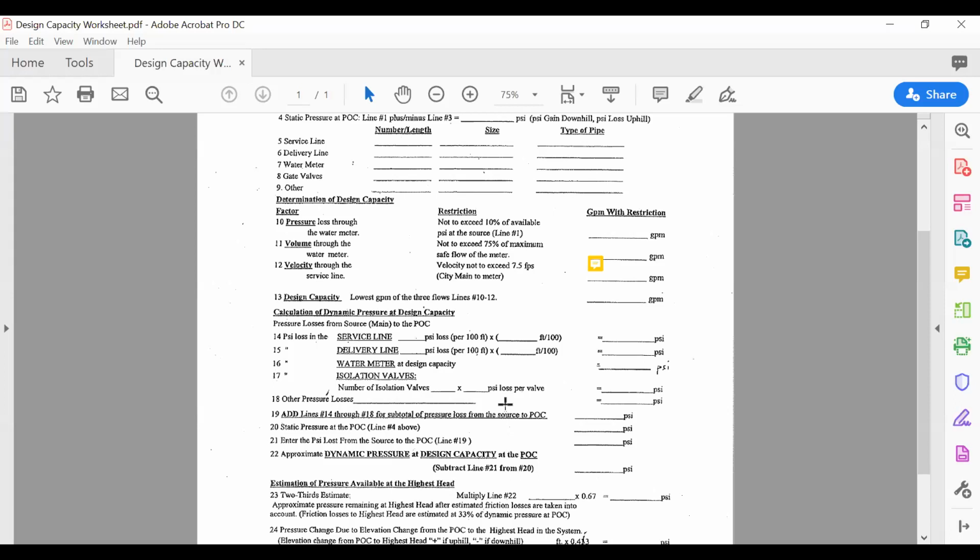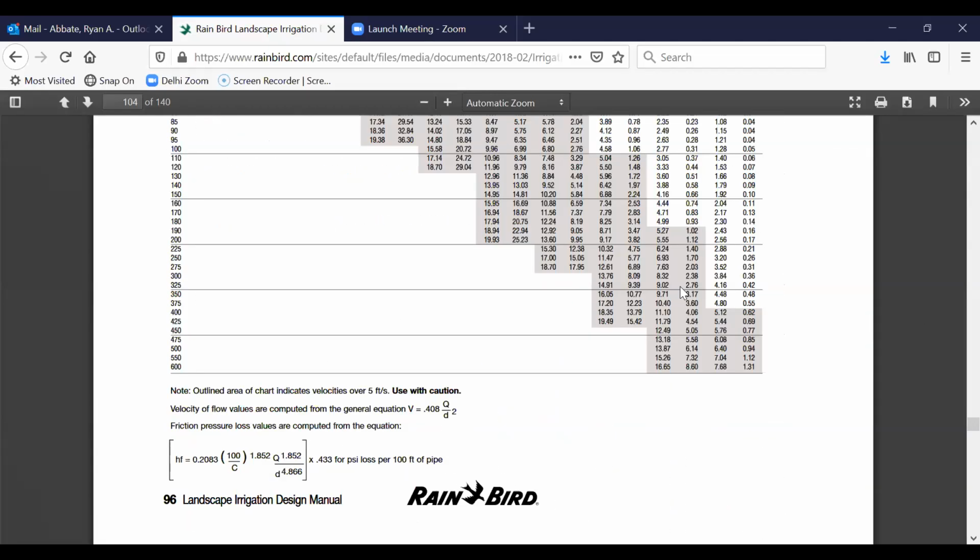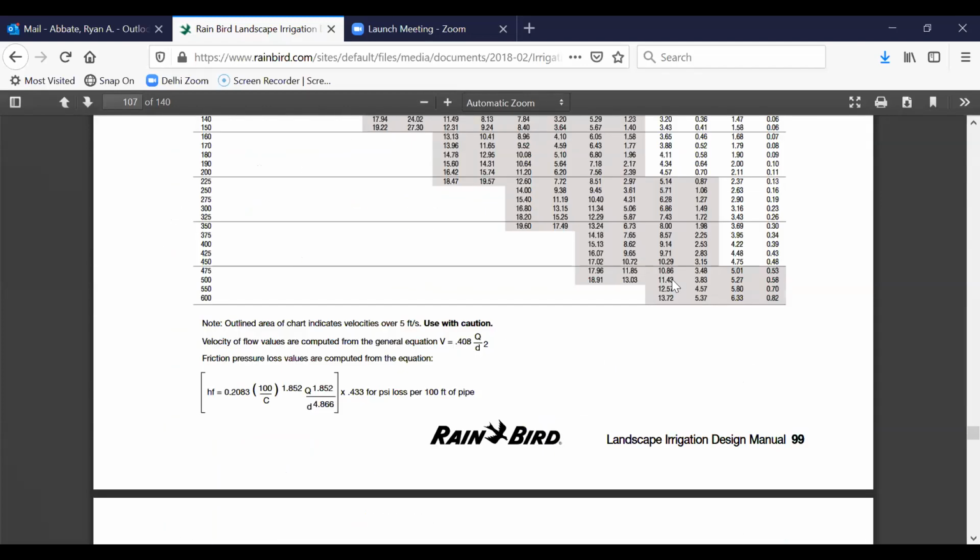31.08 PSI. So there's 31.08 PSI down the window. And then we're going to take our water meter. So going back to our charts, we'll find the water meter.